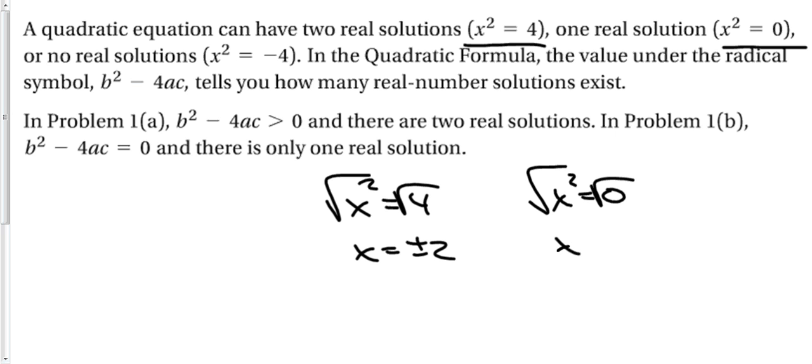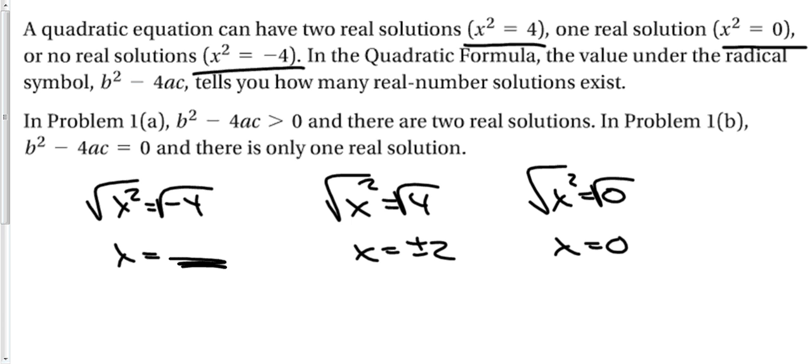You can't have plus or minus 0. It's just 0. Or no solutions, like here, when x squared is equal to negative 4. When I take the square root of that, that does not give me any real solutions. We'll see how we can solve this in the next lesson, but for now, we're just going to say that it has no real solutions.